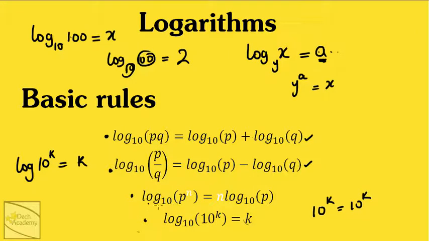The third rule says that the logarithm of p raised to the n is equal to n times the logarithm of p. I'll give you an example. If I say the logarithm of 3 squared, it's the same thing as 2 log 3. So the logarithm of p raised to the n is equal to n log p. The power always comes in front. These are important rules that will help you in solving problems involving logarithms.